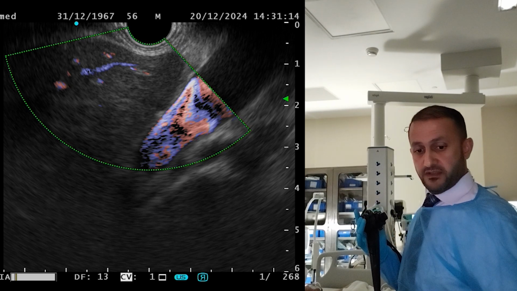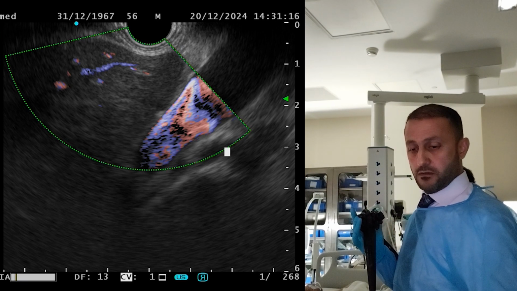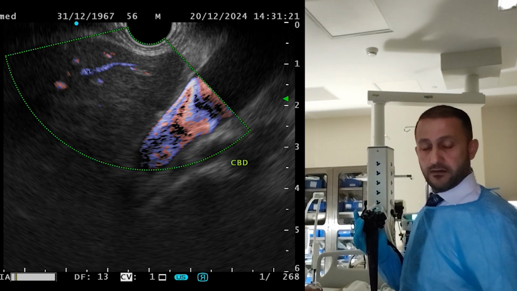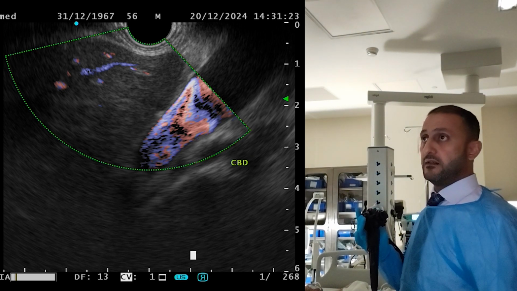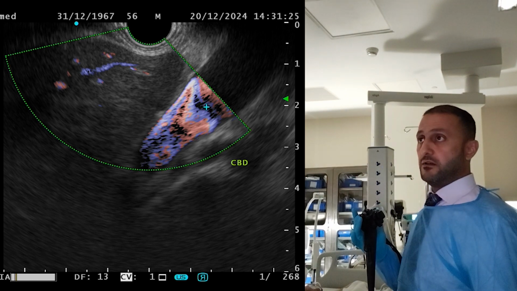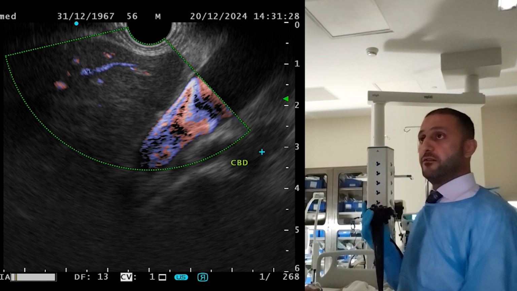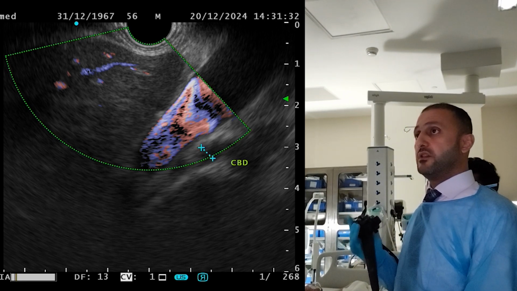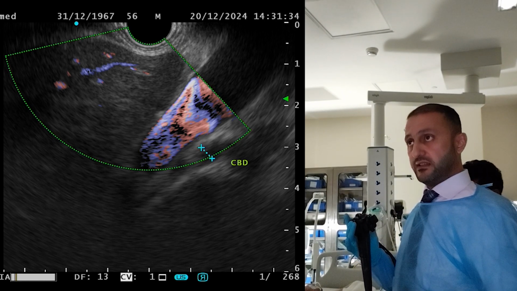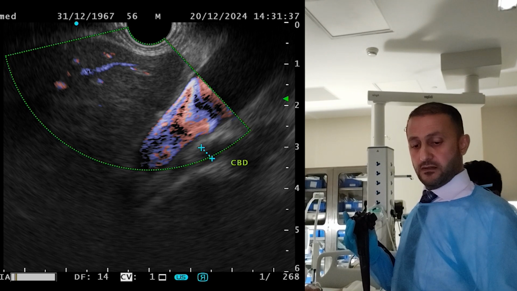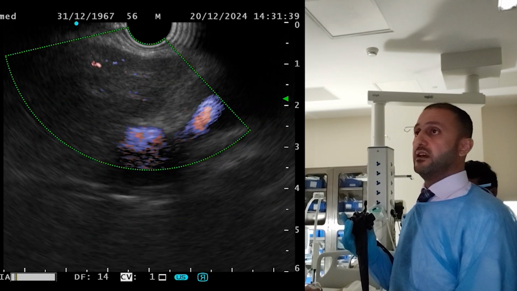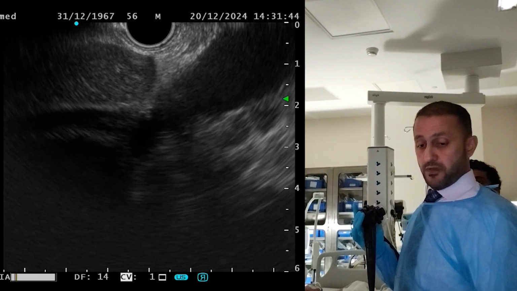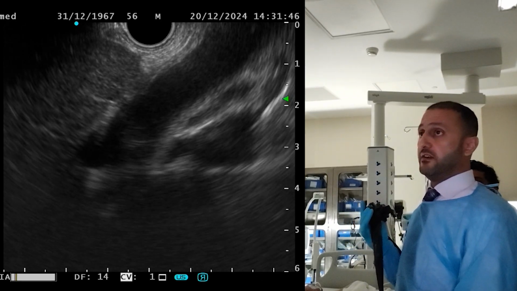Can I have the flow, please? Yeah, that's very good. Please remove the flow. So I always check for the common hepatic duct and the portal vein at this point exactly. Flow, please. Where you can see the portal vein, the common bile duct is very, very thin in this area.